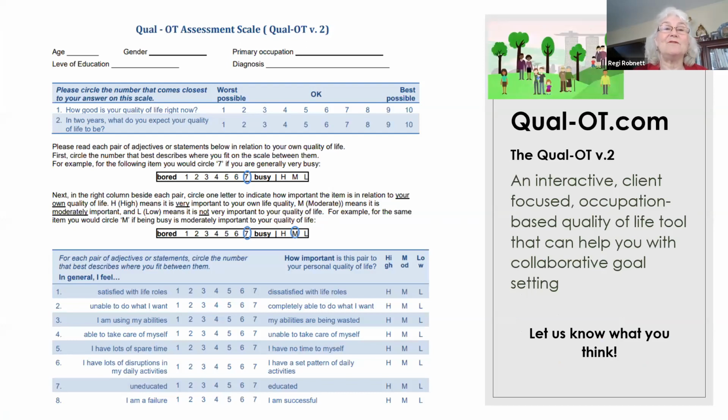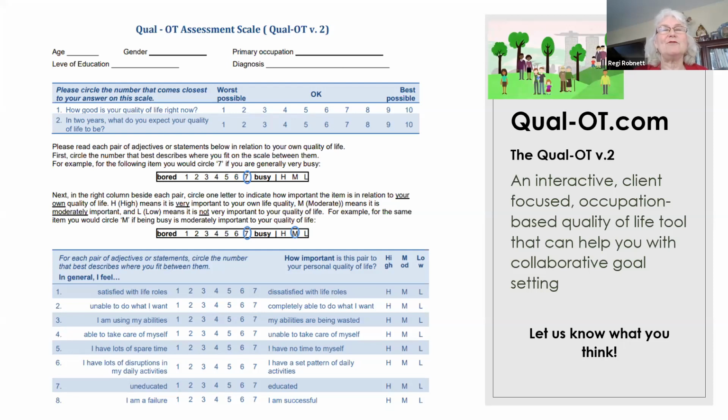qualot.com Volume 2, which is an interactive, client-focused, occupation-based quality of life tool that can help you with collaborative goal setting for rehabilitation. And what it is, there's 43 questions. This is just the beginning. If you go on the website and go under Take Assessment, you can look at the PDF and study it and see if it's something you're interested in.